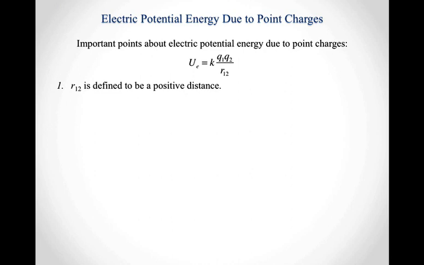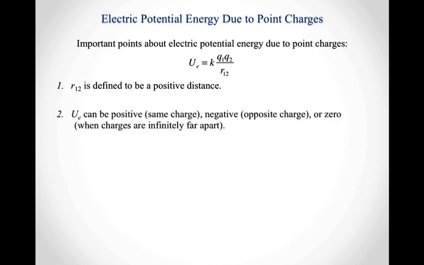One is, again, R12 is defined to be a positive distance. The second thing is that the electric potential energy can be positive because K is always positive, R12 is always going to be positive. So if my charges are the same, whether both positive or both negative, then the electric potential energy for them being some finite distance away from each other will be positive. And again, all that's saying is it was 0 when they were infinitely far apart.